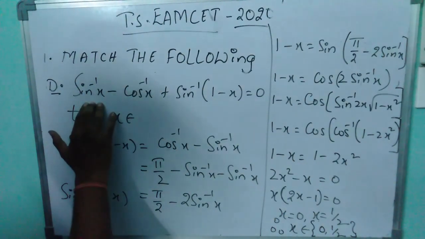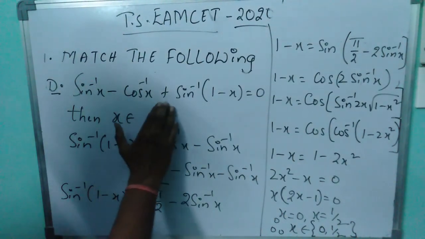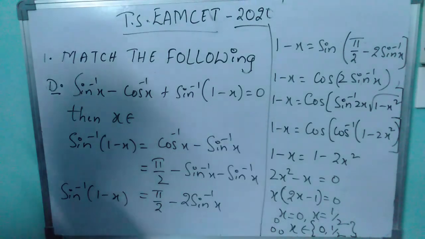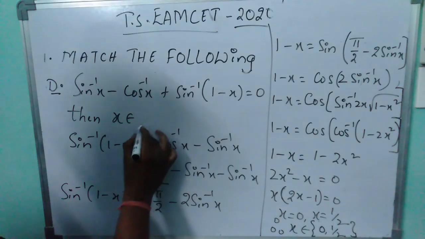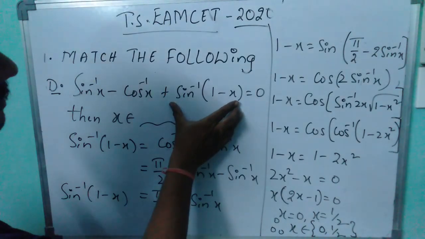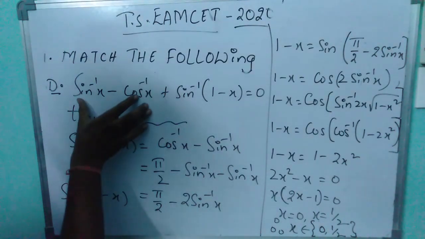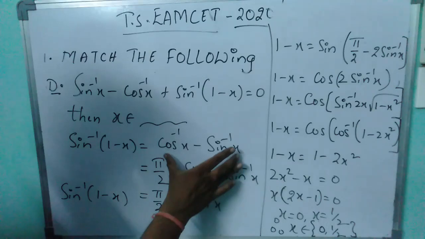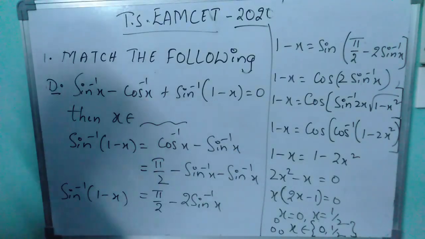Here, sin inverse x minus cos inverse x plus sin inverse of 1 minus x equals 0. We have to find what x belongs to. For this, let me start by holding this sin inverse of 1 minus x there itself and sending these two to the other side. So what you get here is cos inverse x minus sin inverse x.